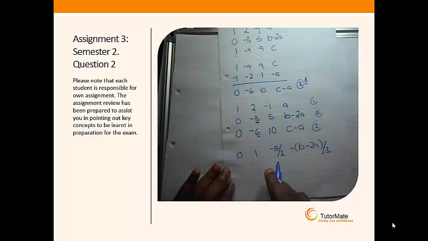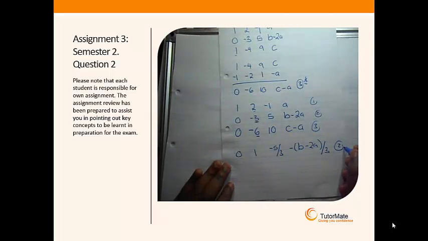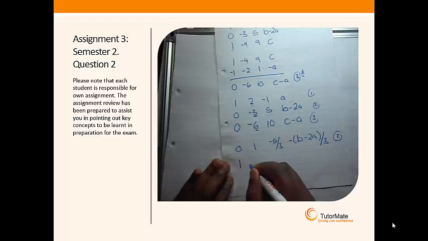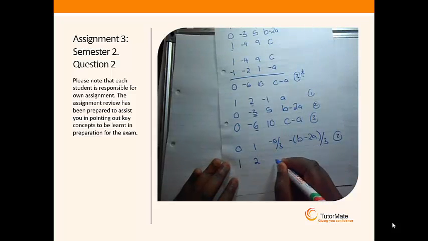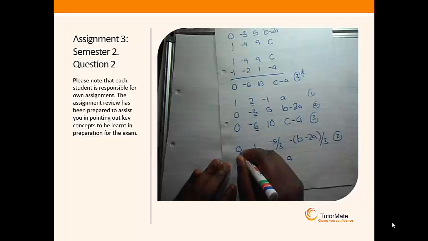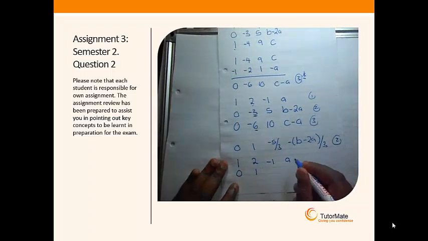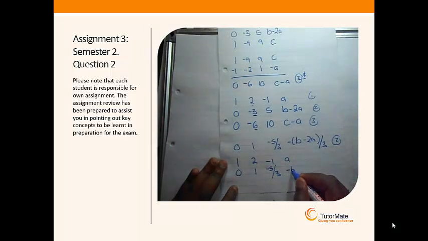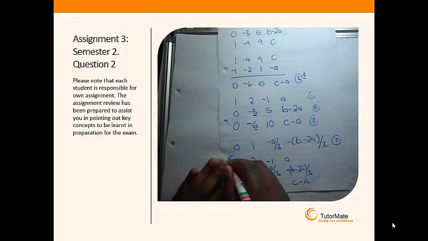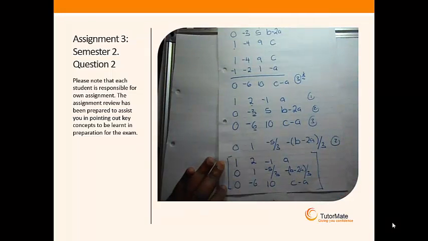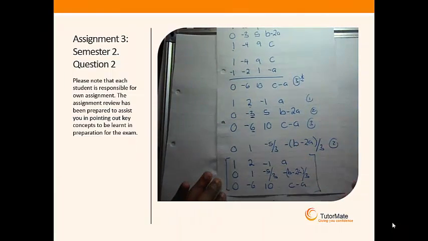So first rewrite the equation; this is your new equation 2. If you rewrite the matrix, you're going to get 1, 2, minus 1, a. Then the new equation 2, which is 0, 1, minus 5 over 3, then minus b minus 2a over 3, then 0, minus 6, 10, c minus a. So this is our new augmented matrix that we have.